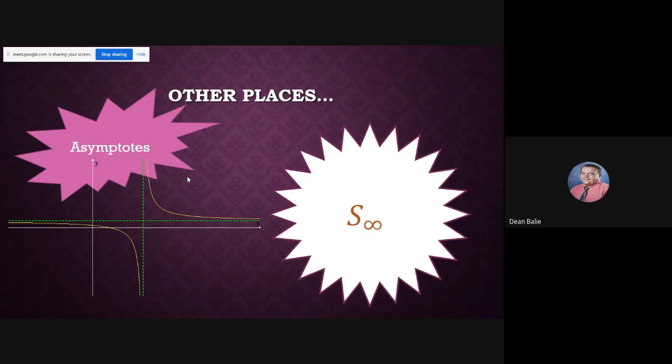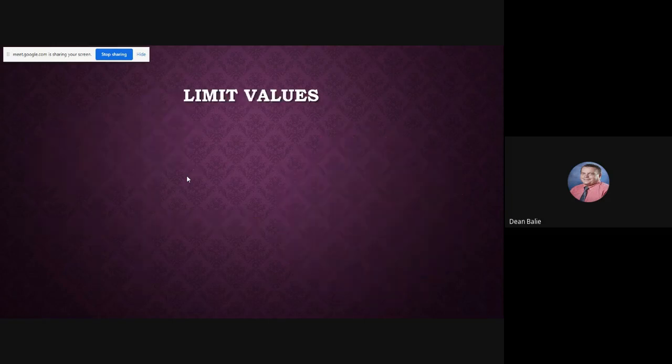We know that the sum to infinity will never exist, because we'll constantly be adding something small on. But what we're adding on is so small that it doesn't really affect the actual value significantly. So those are two places where we've already spoken about limiting values. When we dealt with the sum to infinity, we had a look at one of the asymptotes. Let's now go on and have a look at limit values.